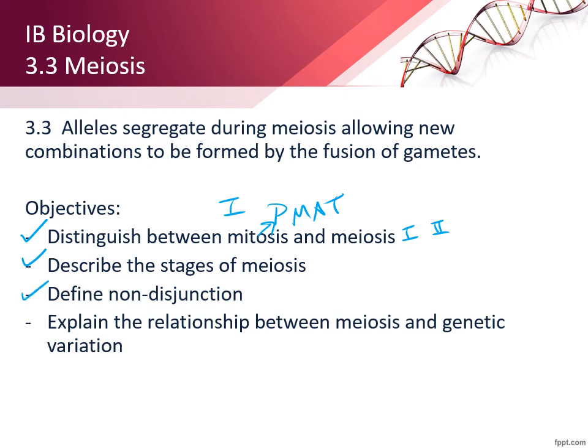We defined non-disjunction, which can happen in anaphase 1 or anaphase 2, where the chromosomes fail to separate. And then we get some kinds of trisomies or monosomies. And we did chat super briefly about the relationship between meiosis, the independent assortment and crossing over and fertilization, and how that can lead to lots of genetic variation in a species.